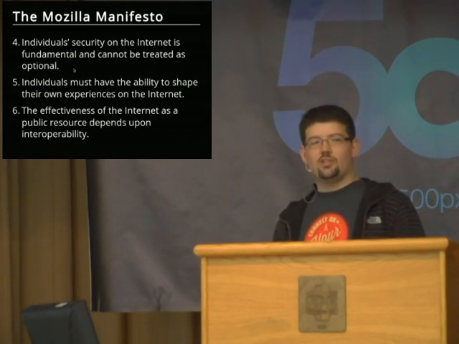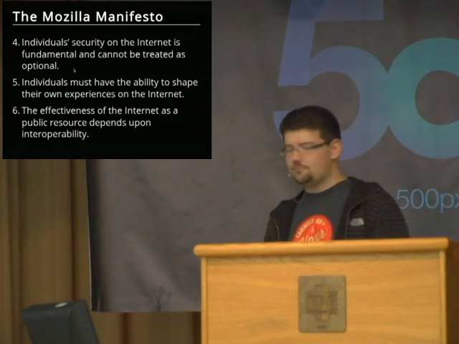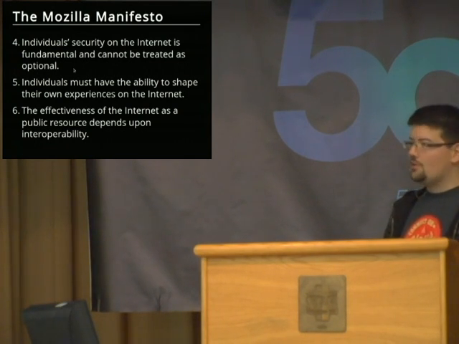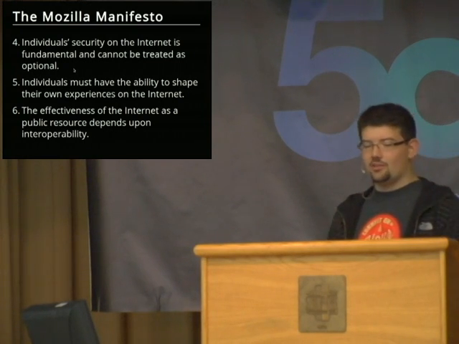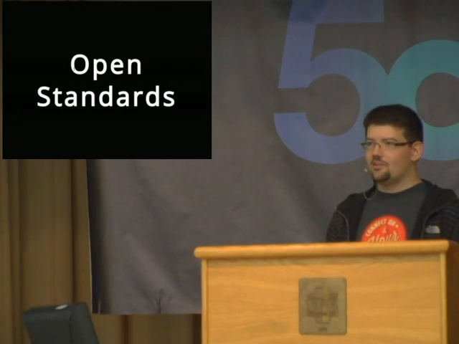Users are allowed to choose their own email address. They're allowed to choose how they're represented. They're allowed to choose who they trust. And number 6, the effectiveness of the internet as a public resource depends upon interoperability. That's why Persona is open source and built on open standards.